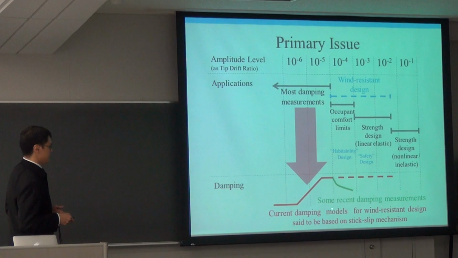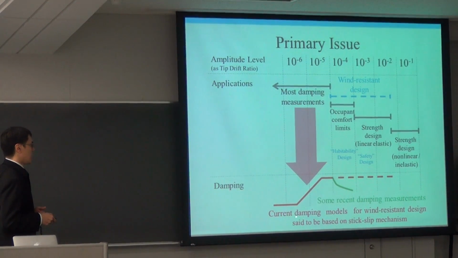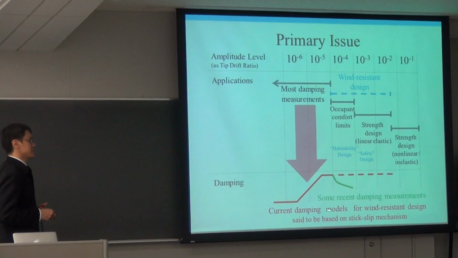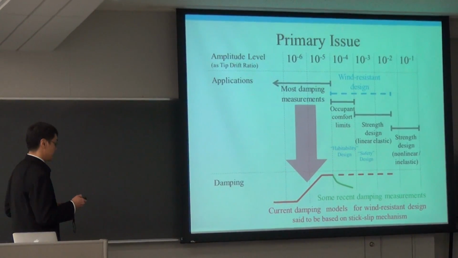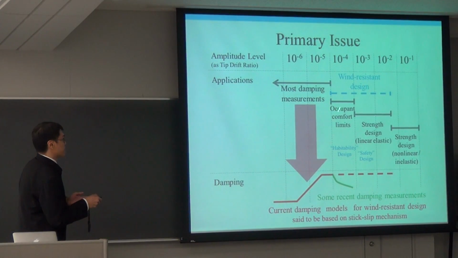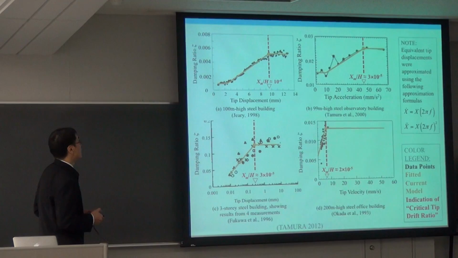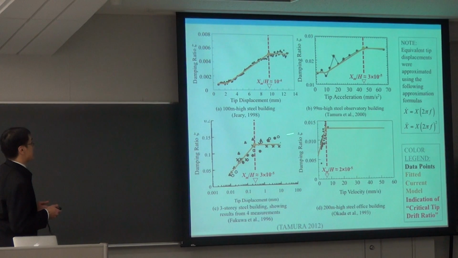So the question is, because these models are said to be attributed to the stick-slip mechanism, can the stick-slip mechanism really define damping in actual buildings? And it's specifically for wind-resistant design purposes. Of course, this part we're not interested in right now.